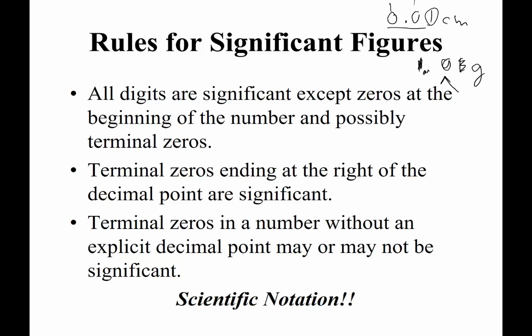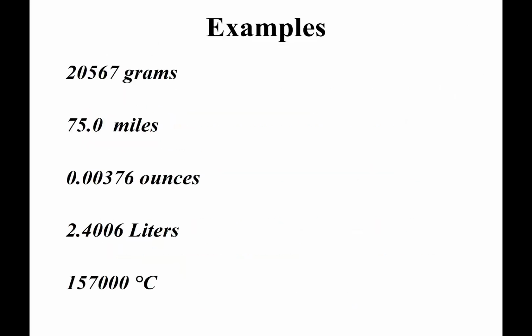All right, let's take a look at some examples. Here we have 20,567 grams. Every single one of those numbers is measured. Zeros in between numbers are always significant. So we have 1, 2, 3, 4, 5 significant figures. 5 sig figs.